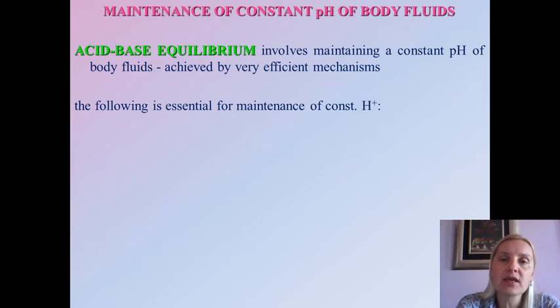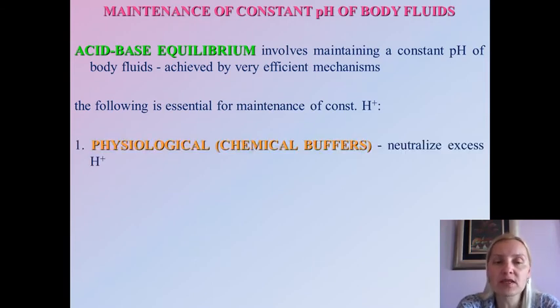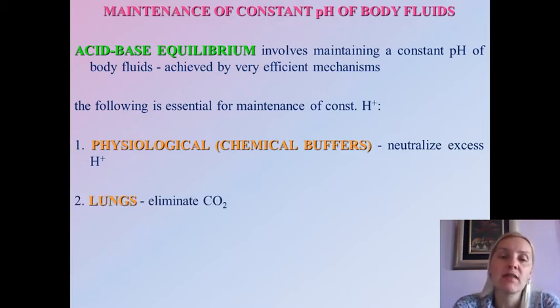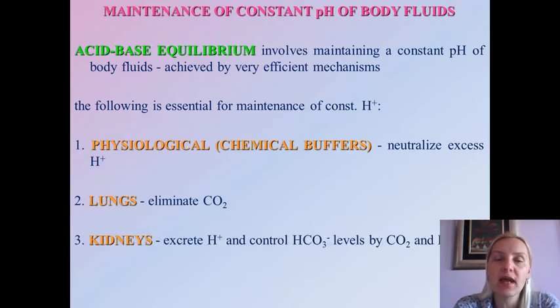So the following is essential for maintenance of constant pH of body fluids. First, chemical buffers, definitely the first defense line. They serve to neutralize excess amounts of hydrogen ions. Then we have lungs, whose role is to eliminate carbon dioxide, and kidneys, whose role is to excrete hydrogen ions and at the same time control levels of bicarbonate ions by maintaining the equilibrium with carbon dioxide and water.